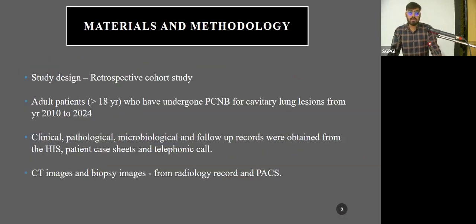Materials and methodology part. Our study design is a retrospective cohort study. We are including all the adult patients, more than 18 years of age, who were sent by different departments to undergo PCNB for cavitary lung lesions from the year 2010 to 2024. The clinical, pathological, microbiological, and follow-up records are obtained from HIS, patient case sheets, and telephone calls. CT images and biopsy images are taken from radiology records and PACS.